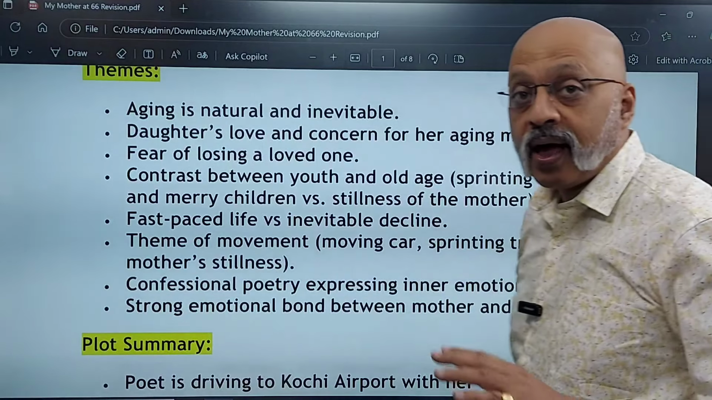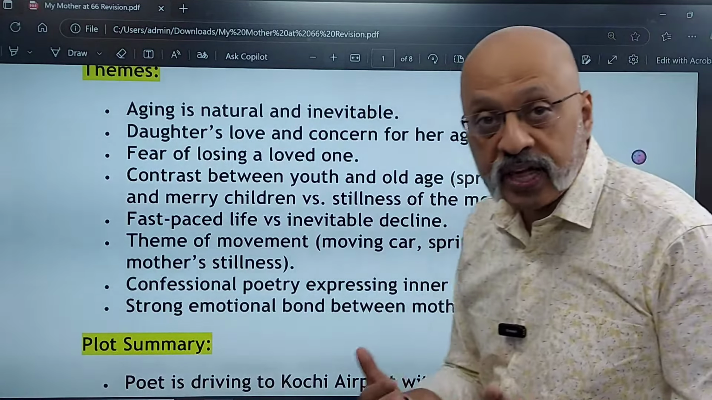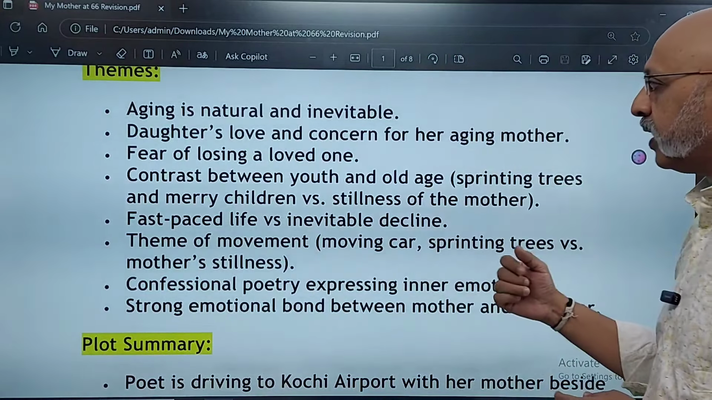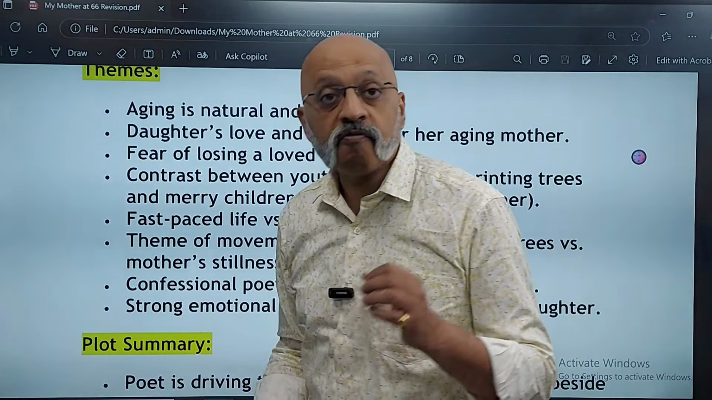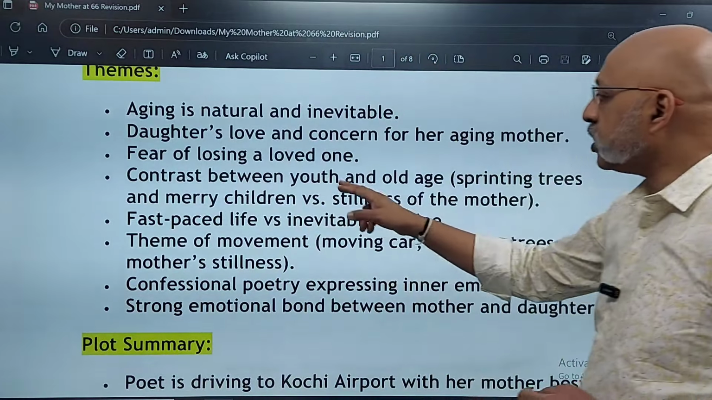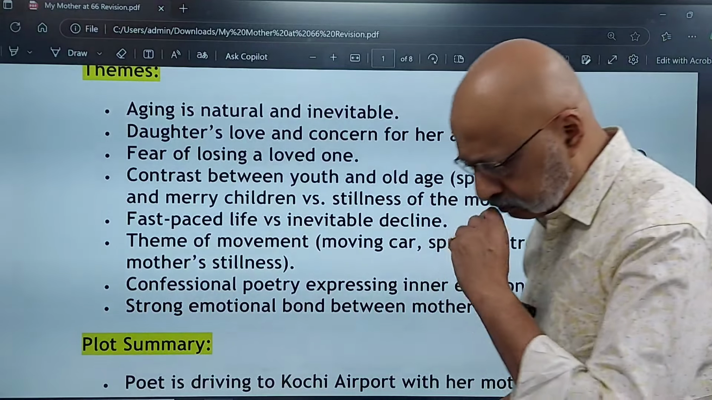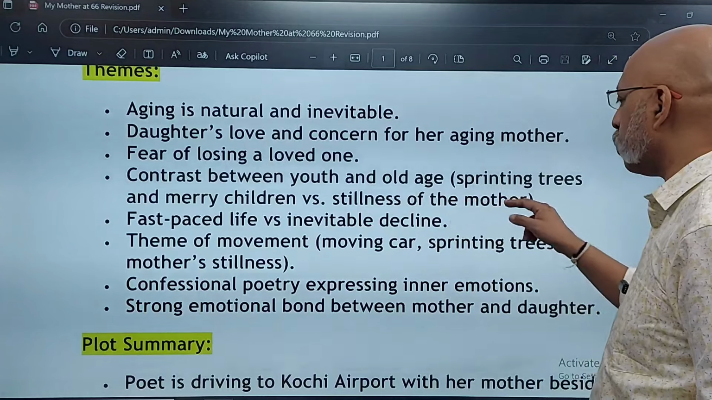Aging is natural and inevitable. Daughter's love and concern for her aging mother as she sees her while they are driving to Kochi airport in Kerala. The fear of losing a loved one. This one, very important: contrast between youth and old age. Sprinting trees, the different metaphors which have been used, and merry children versus stillness of the mother.